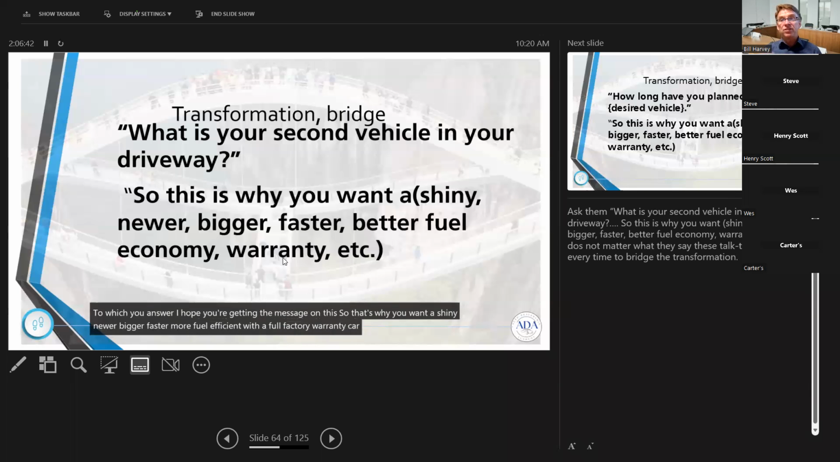You see, this is where you pick one or two of those things, and then you reinforce the decision, the buying, the trigger, the hook, whatever brought them in. It doesn't matter what they say. You can use these talk tracks every time because you're building that bridge from this is their old car to the new car, what the old car's not doing.